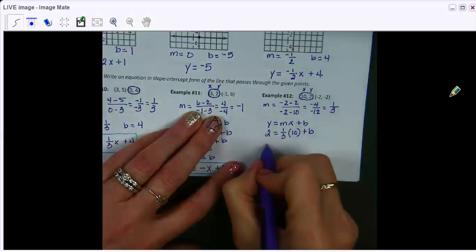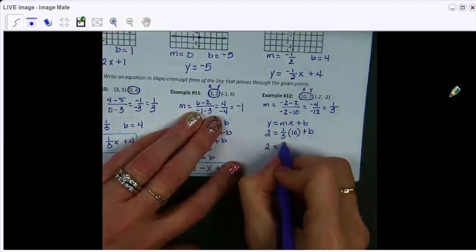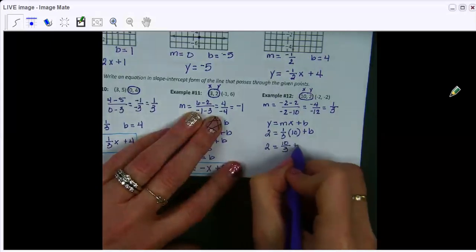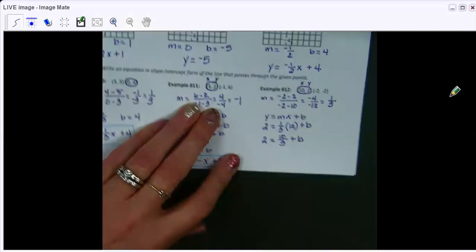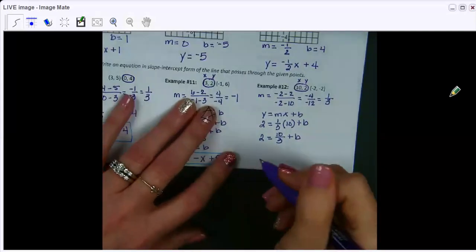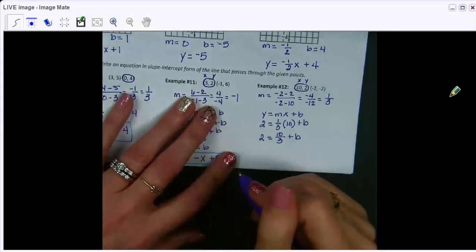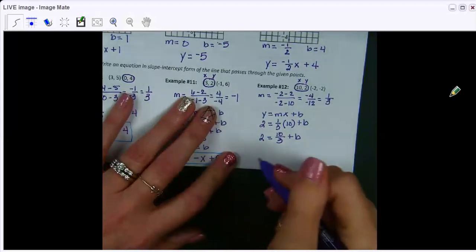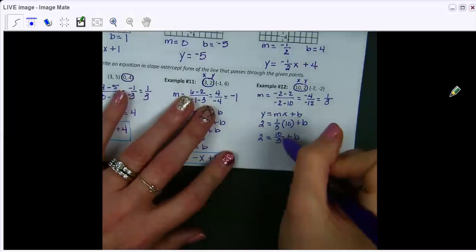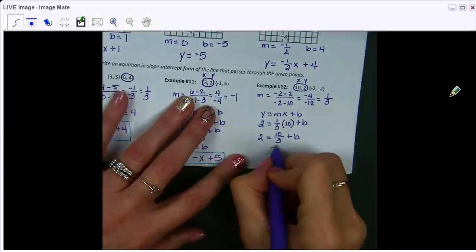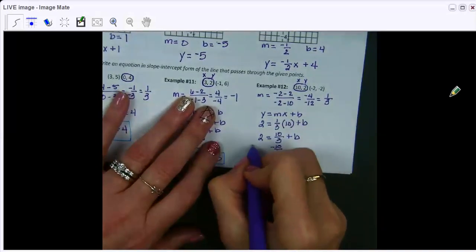So I will write this as 2 equals 10/3 plus b. Okay, so now we have to isolate the b, which means we have to get rid of this 10/3. So I'm going to subtract 10/3 from both sides.